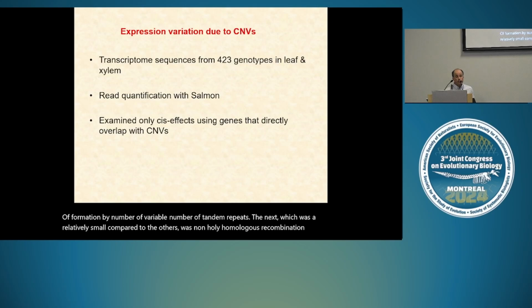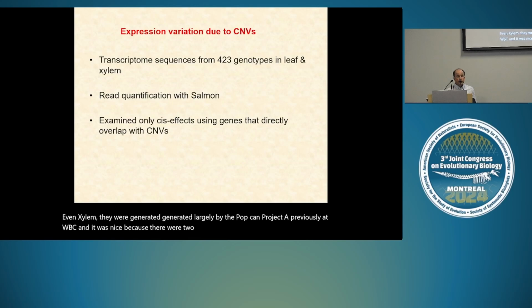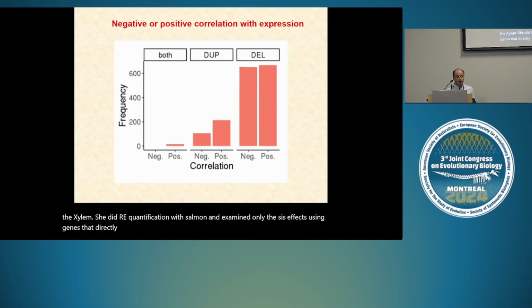Okay, now the expression part. We were definitely interested in looking at expression variation due to CNVs, and my lab has studied expression a lot in other contexts, especially in the context of polyploid plants. So we looked at transcriptome sequences from 423 genotypes in leaf and xylem that were generated largely by the PopCan project previously at UBC. It was nice because there were two different tissue and organ types, the leaf and the xylem. She did requantification with Salmon and examined only the cis effects using genes that directly overlap with the CNVs.